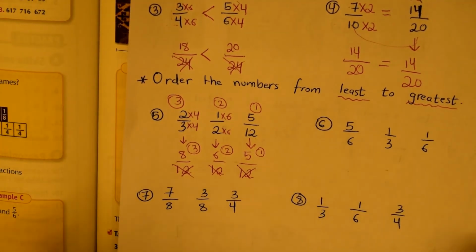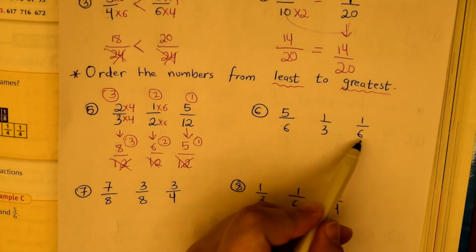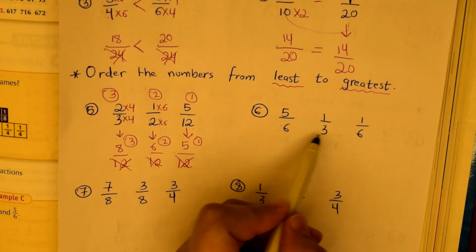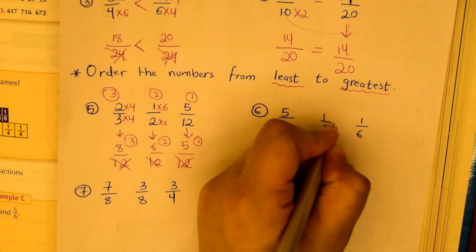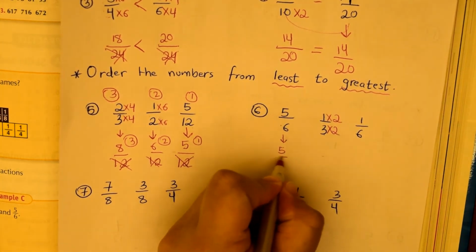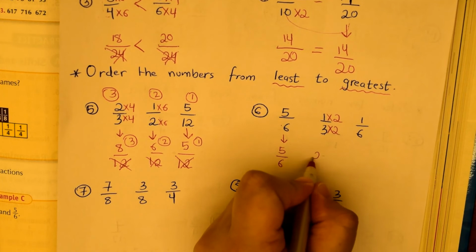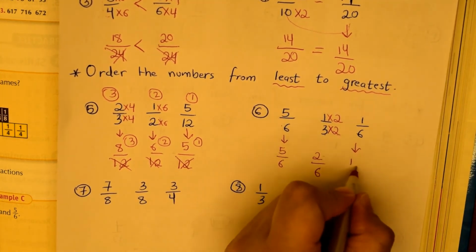Okay, now for number 6. Here I have 6, 6. And here I have 3. Can I make the 3 6? Yes, I can make the 3 6 by multiplying by 2. So here I will multiply by 2 up and down. So this fraction will go down. 1 times 2, 2 over 3 times 2, 6. And this fraction will go down.